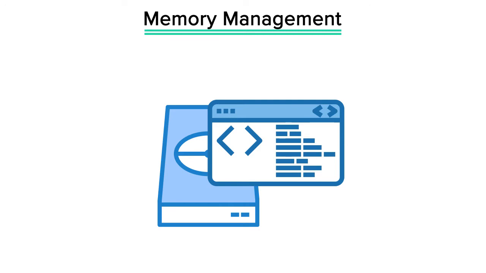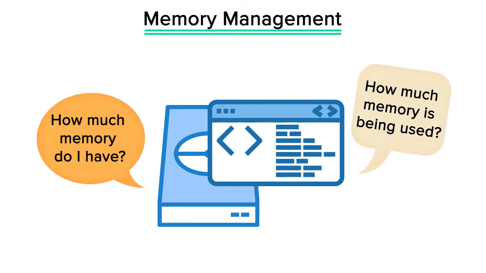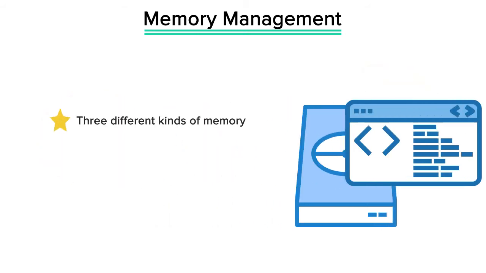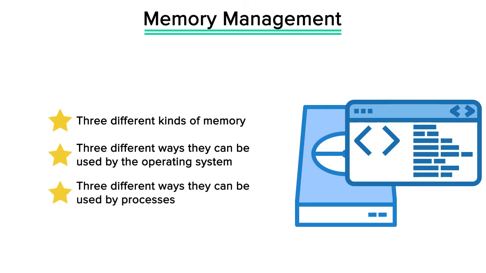Unlike traditional operating systems, Unix-related systems use very sophisticated memory management algorithms to make efficient use of memory resources. This makes the questions "how much memory do I have" and "how much memory is being used" rather complicated to answer. First, you must realize that there are 3 different kinds of memory, 3 different ways they can be used by the operating system, and 3 different ways they can be used by processes.